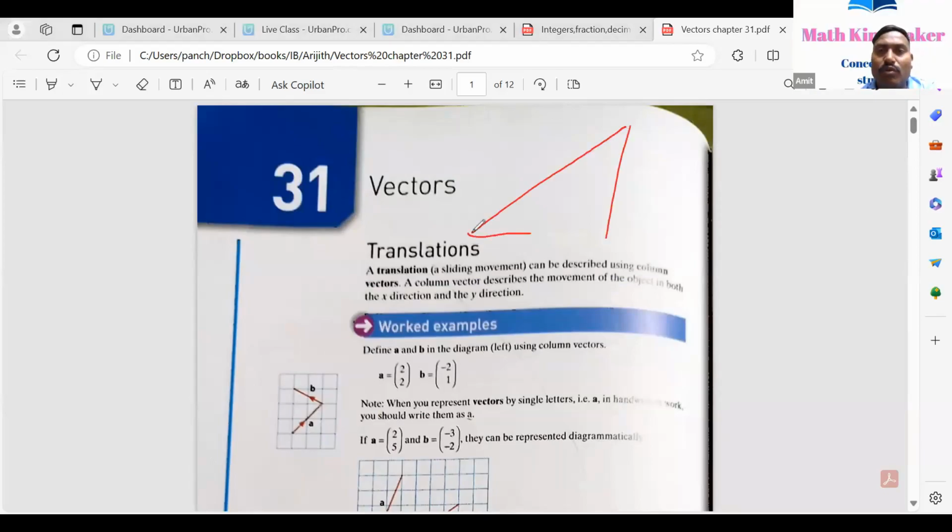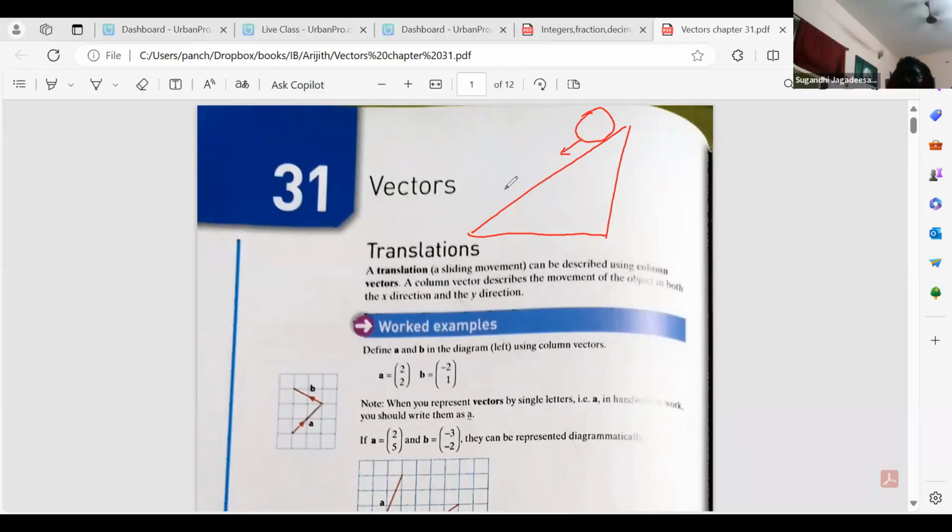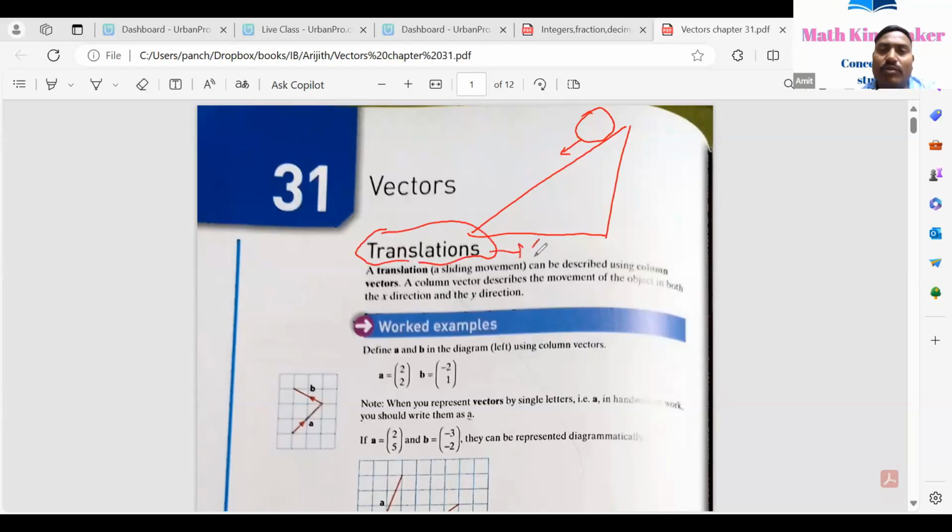If you have a slope and a ball going down it, there are two types of movements available. One, it is rotating. Another one, it is sliding. So we are just talking about translation. Translation means the sliding movement. It is not rotating.